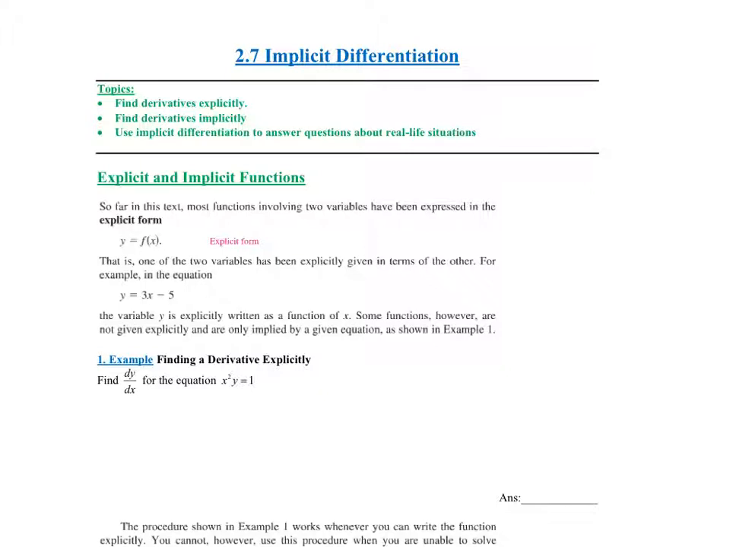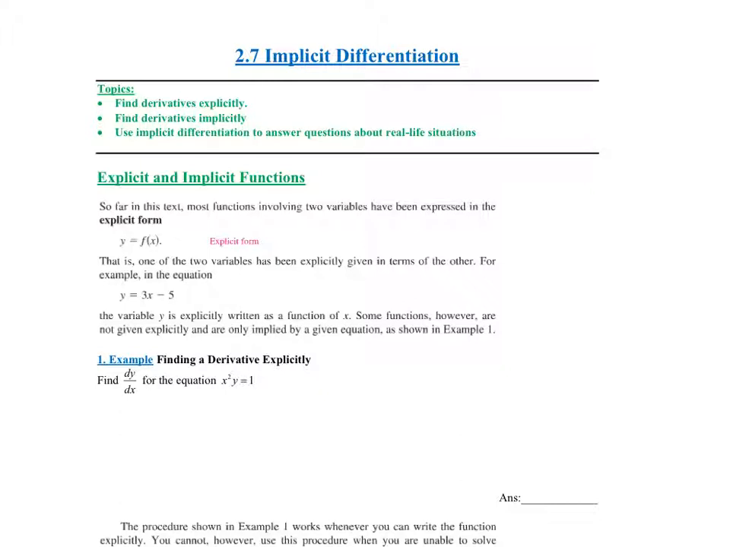Remember, it doesn't have to be x's and y's. We've just traditionally used x's and y's. So let's read this. It says, so far in the text, most functions involving two variables have been expressed in the explicit form, y equals f of x. Again, that's the explicit form. That is, one of the two variables has been explicitly given in terms of the other. For example, in the equation y equals 3x minus 5, the variable y is explicitly written as a function of x. Some functions, however, are not given explicitly and are only implied by a given equation, as shown in example 1.